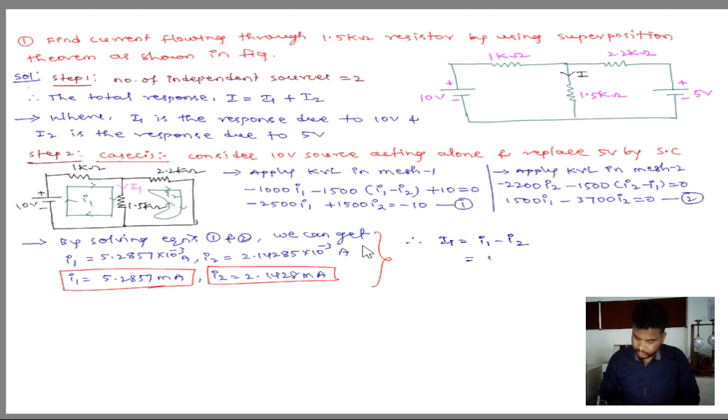That is equal to 5.2857 minus 2.1428, which is equal to 3.1429 milliamperes. So capital I1 is equal to 3.1429 milliamperes.